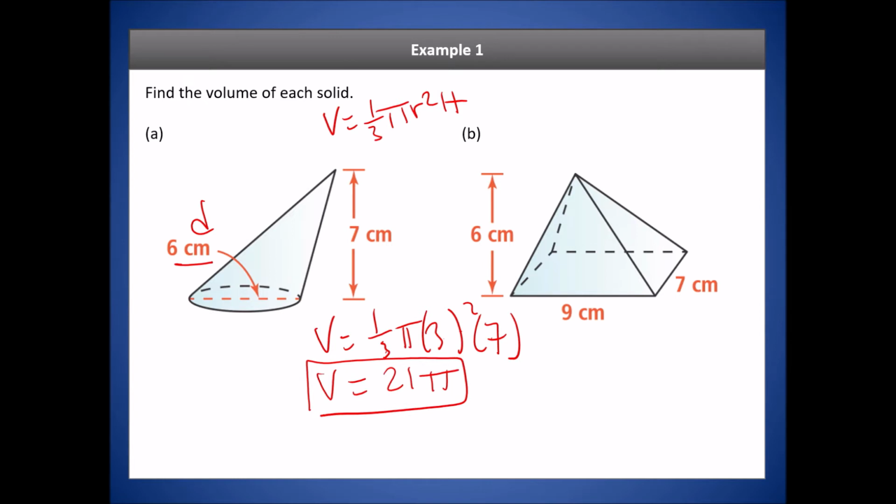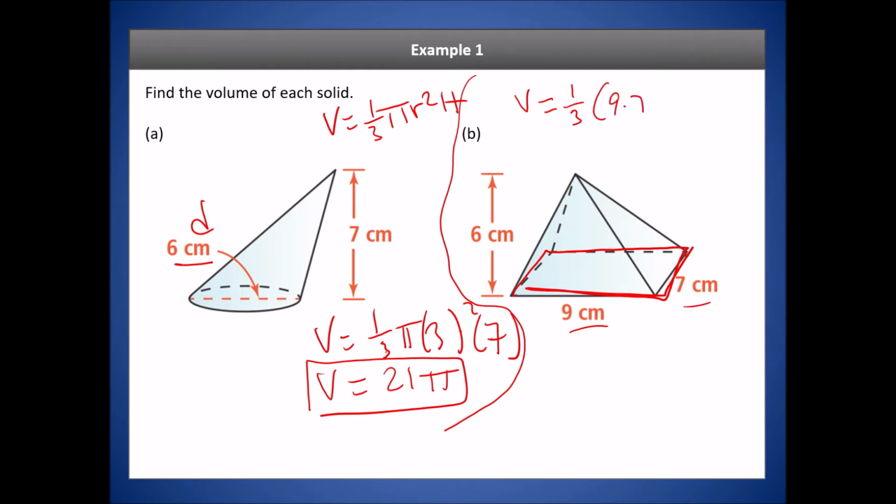All right, so now let's look at the volume of the pyramid for part B. So for part B, we know that it's 1/3 times the base area. So let's find that. The base is a rectangle, so it's 9 times 7, base times height. So 9 times 7 is your base area, and then times the height of the pyramid, which is 6. So there's your formula. Now we know that 9 divided by 3 is 3, and then 3 times 7 is 21. 21 times 6 is 126. And that's going to be in centimeters cubed.